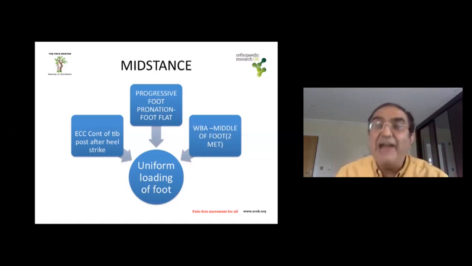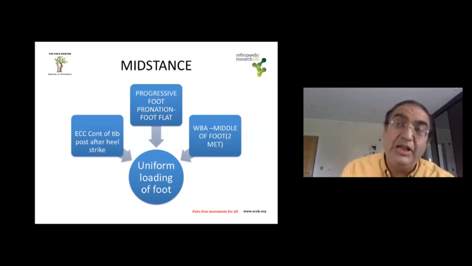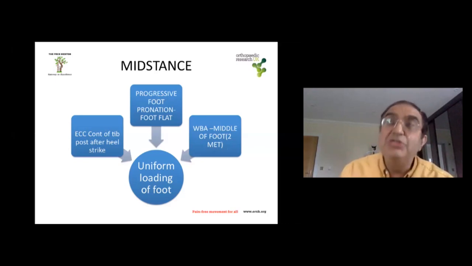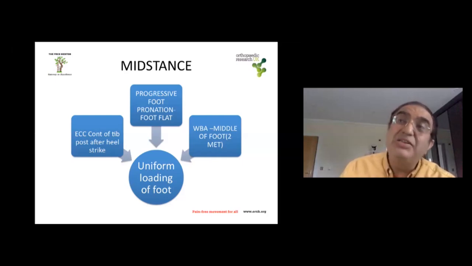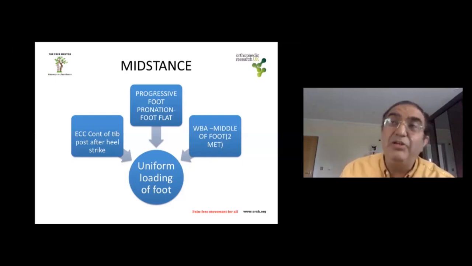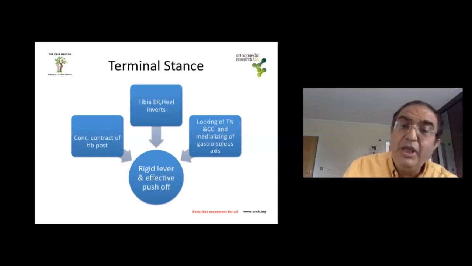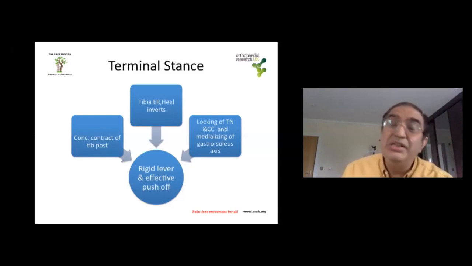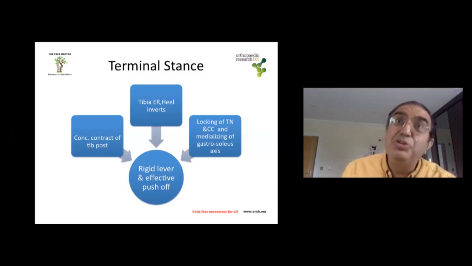Because if it's flat, the weight bearing axis will go to the center of the foot. And that's very important. It won't overload the medial or the lateral side. So that's uniform loading of the foot achieved because the tib post pronates the foot and basically keeps the foot flat on mid stance. And then during the terminal stance, there's a concentric contraction of the tib post now. And as a result, the foot supinates again.